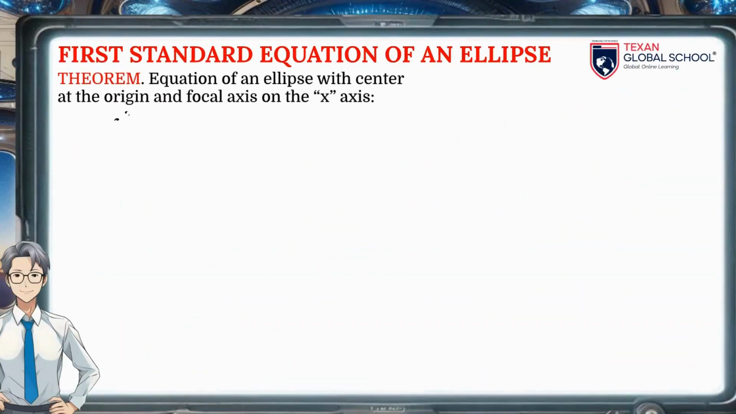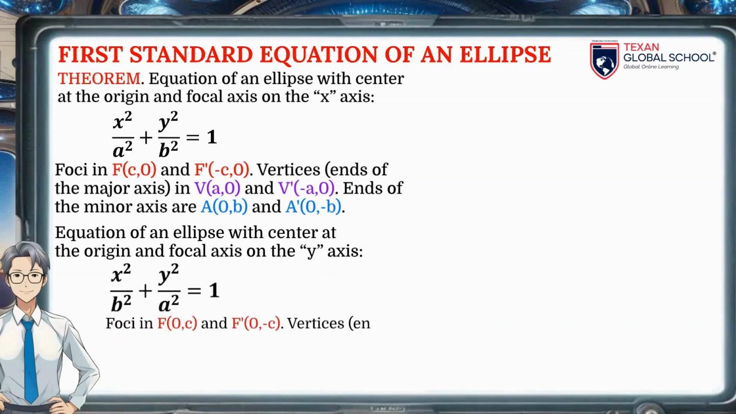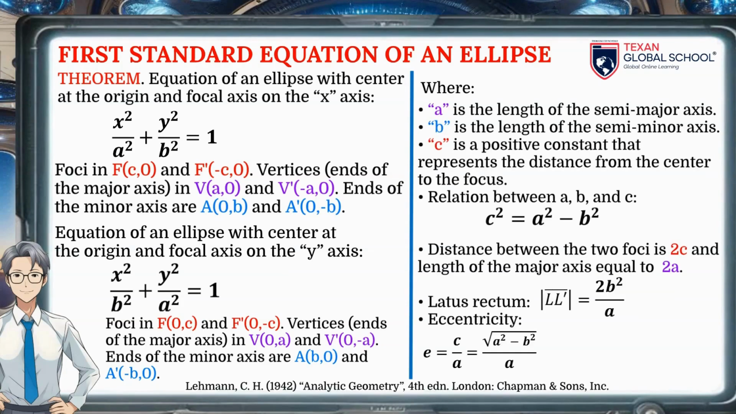The summary of the derived formulas is shown on the blackboard, which is very important to have on hand to solve the problems. The first standard equation of the ellipse is shown, centered at the origin, as well as all the elements to be able to analyze it.